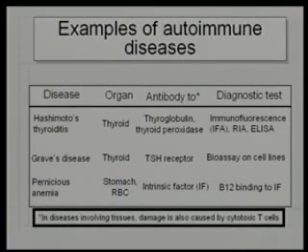In diseases involving tissues, damage is also caused by cytotoxic T cells. So when you say thyroiditis, it's multifactorial damage. There are antibodies against thyroid peroxidase and thyroglobulin, but there's also cell-mediated cellular infiltration. In pathology they'll show you slides with inflammation and accumulation of mononuclear cells in that area, and a lot of them are autoreactive T cells as well.